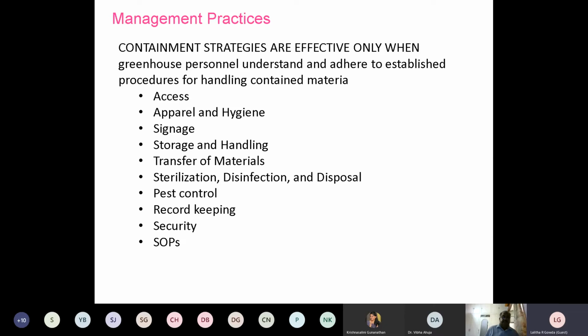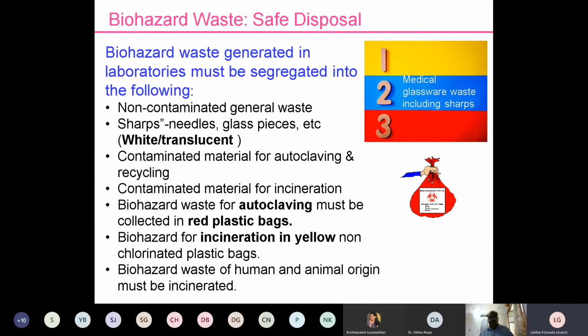But last but not the least, it is very important to know how to dispose of the hazards or the bio material that you are working with, and understand the rules for the safe disposal. So separate out the waste. Non-contaminated general waste is separated. Sharps, needles, glass are put into white translucent bags.